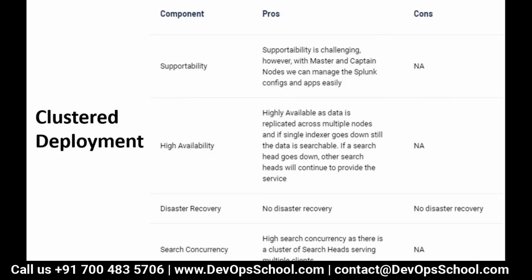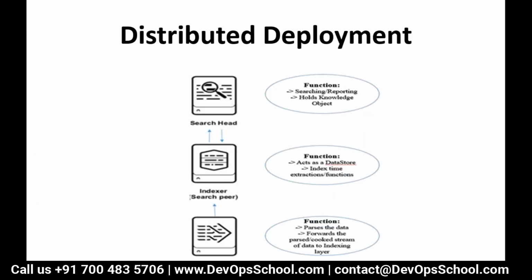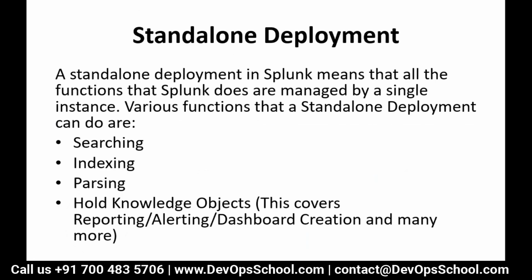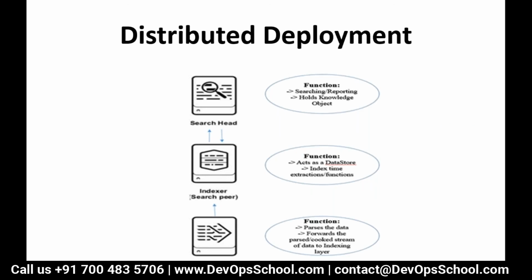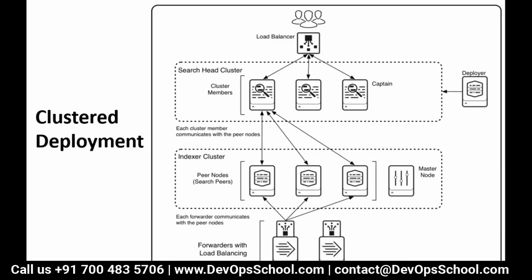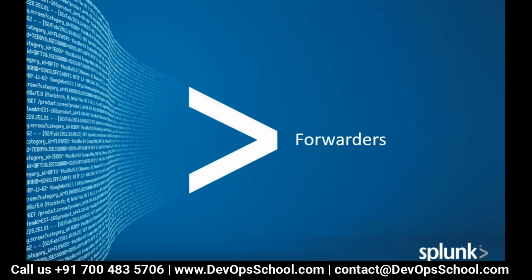So what is the advantage, the pros and cons? You see here, you have only pros, no disaster recovery in the cluster deployment. So that's all. It depends on which model you want to deploy. You can go for a single standalone, which you have used, a distributed deployment, which is the basic one to begin with, a clustered deployment, and so on. So guys, these are the deployment models we have. Did you understand that before we talk about the forwarders?